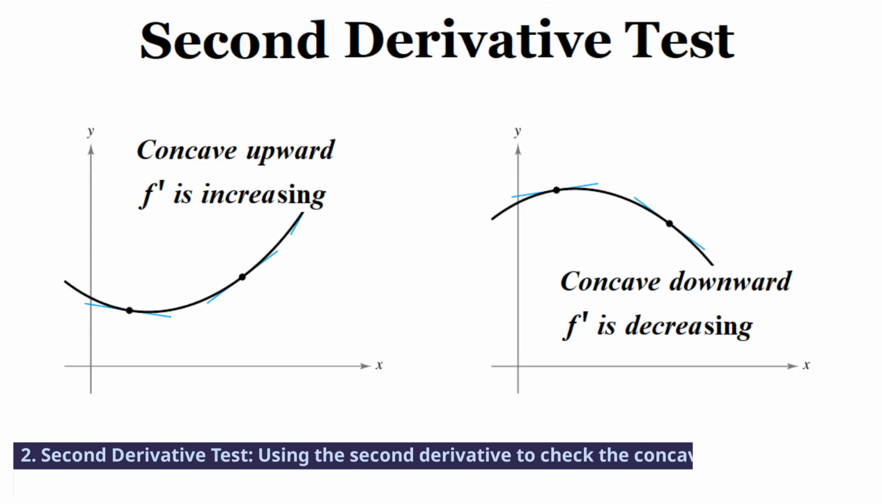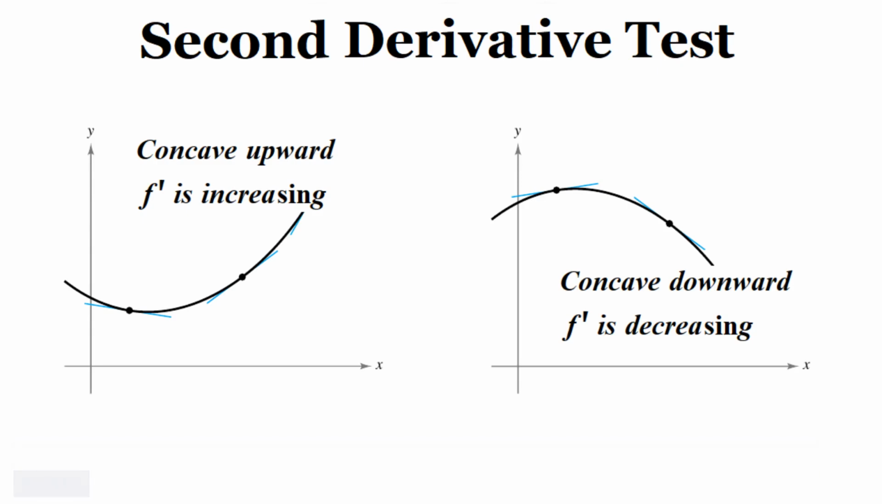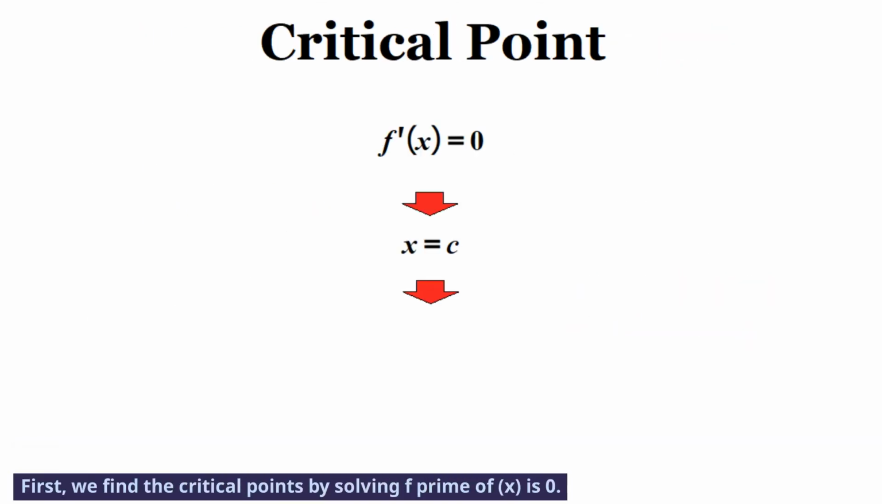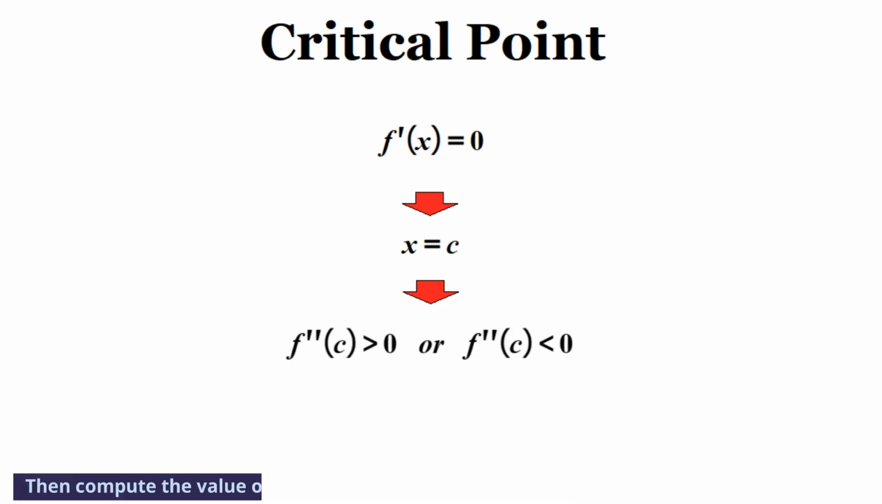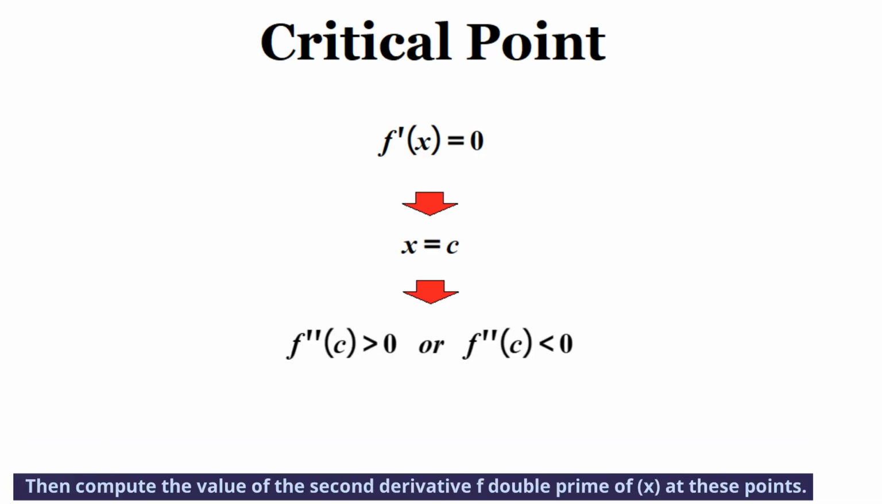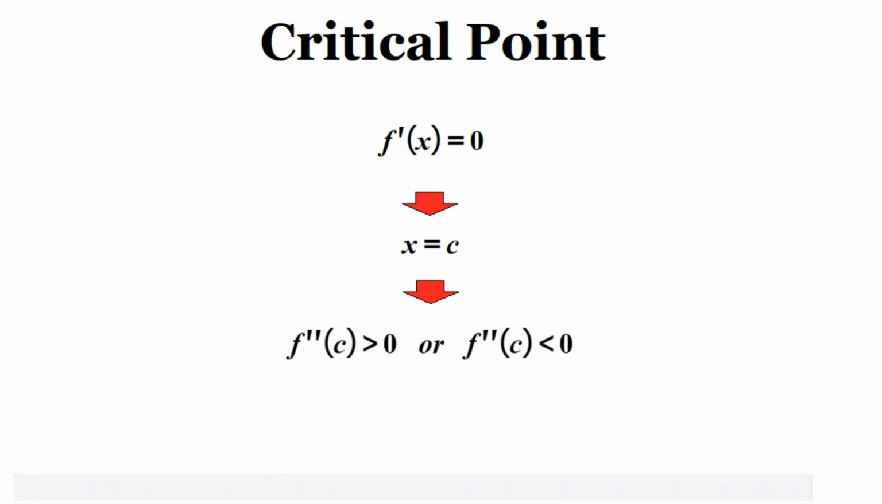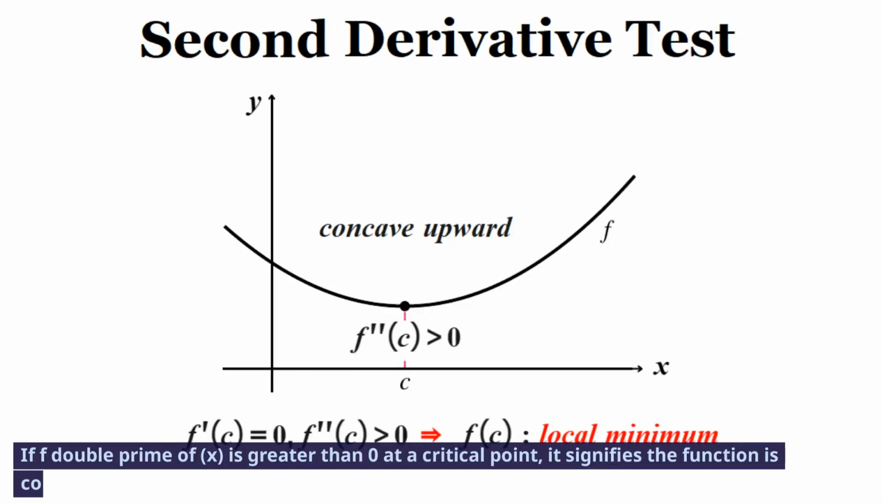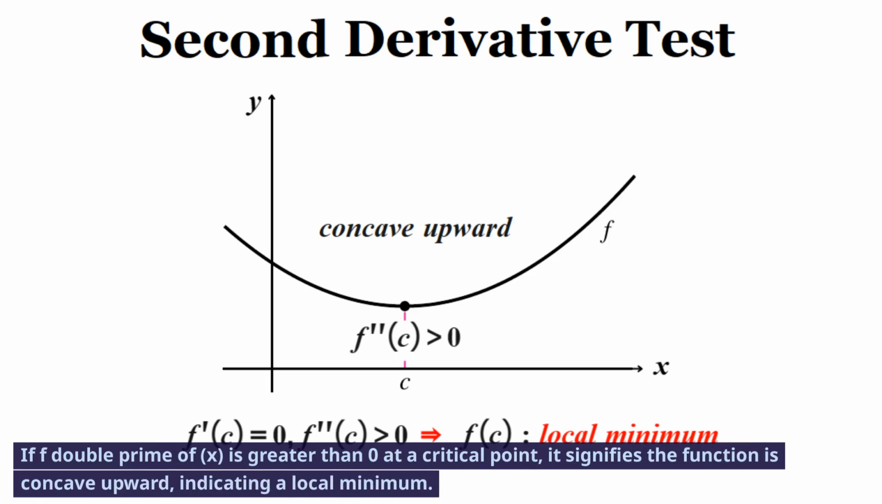2. Second derivative test. Using the second derivative to check the concavity at critical points. First, we find the critical points by solving f prime of x is 0. Then compute the value of the second derivative f double prime of x at these points. If f double prime of x is greater than 0 at a critical point, it signifies the function is concave upward, indicating a local minimum.